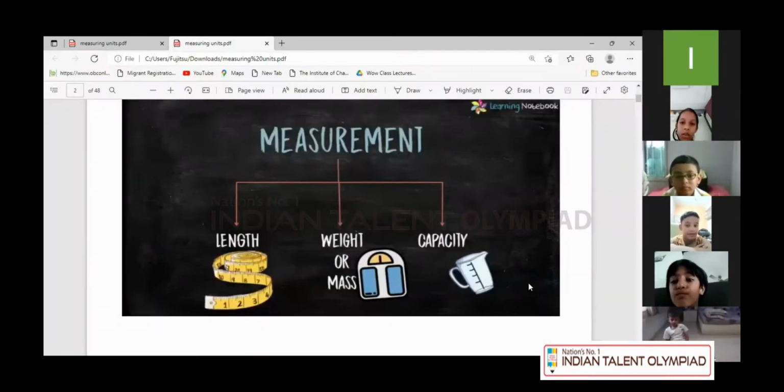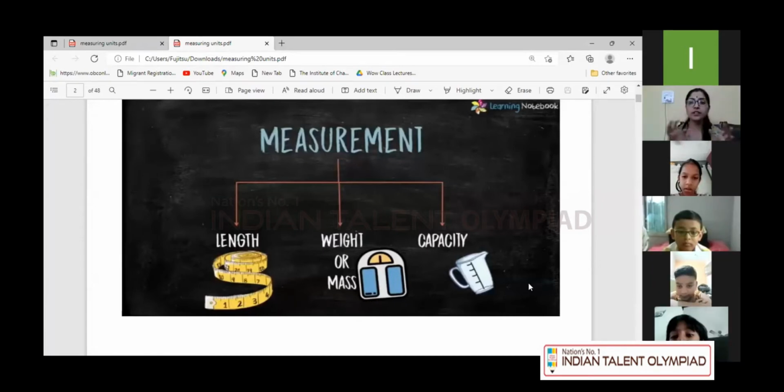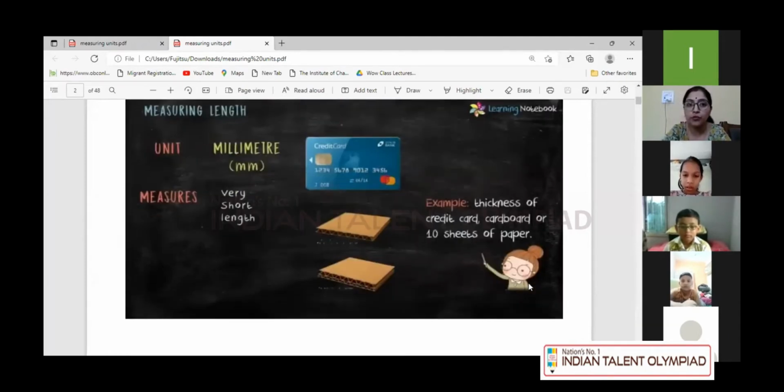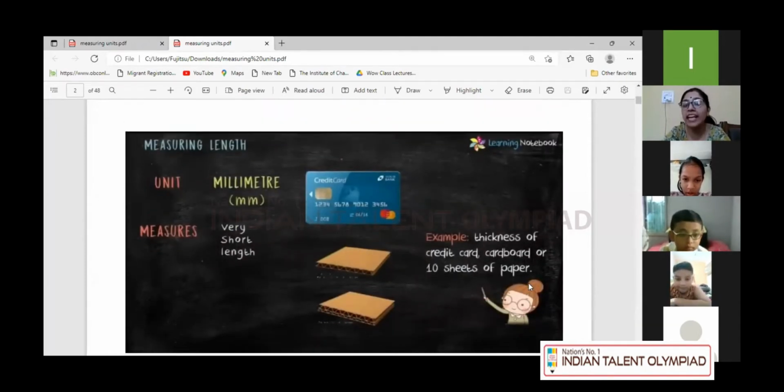So, did you understand the differences, why we use different kinds of measuring units to measure different things? All of you understand or not? Okay, so I have already told you about the length, weight or mass, that is usually kilogram, and capacity means cup. So first we will take the length.